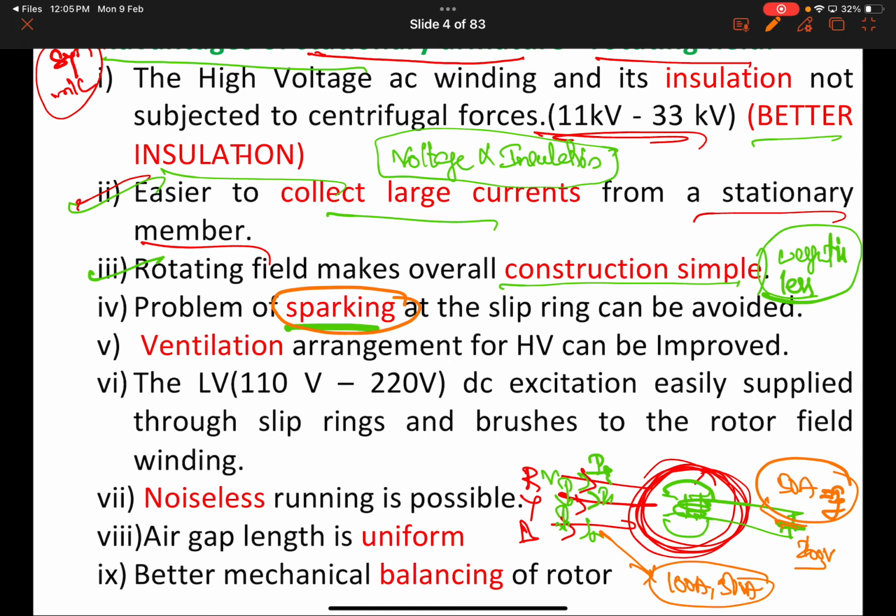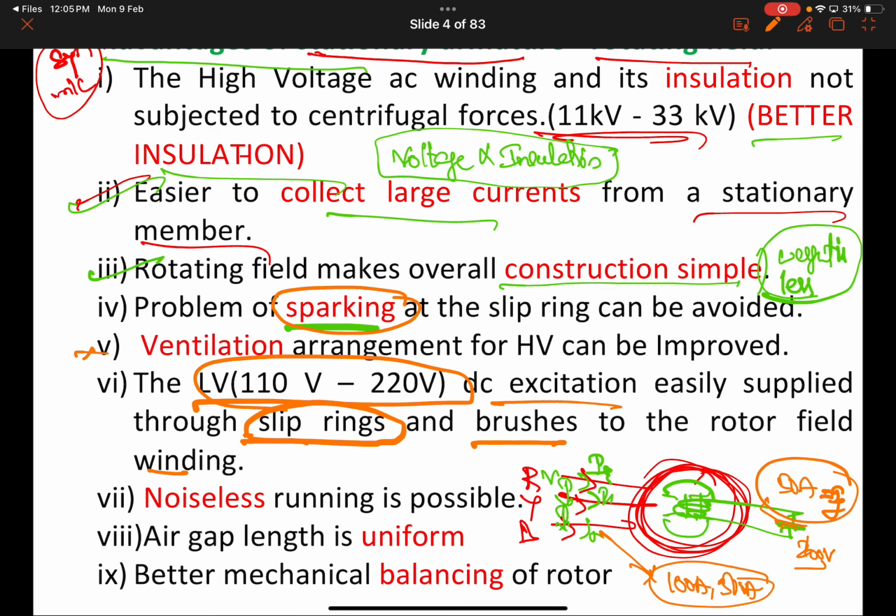If I consider the stationary armature, ventilation is not that much of a problem. And the DC excitation, whatever I said: excitation is nothing but field supply, giving supply to the field winding. That we call excitation. Instead of all this, they will simply say excitation, giving supply to the field. That is easy because of the slip rings and rotor fields.